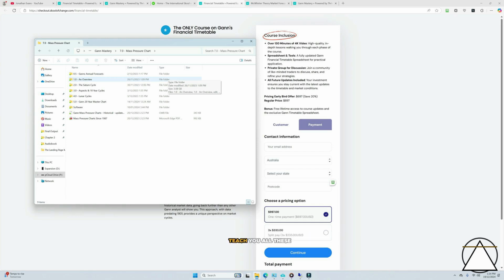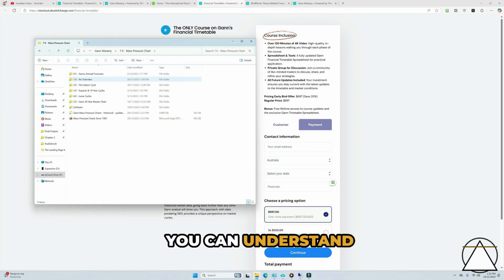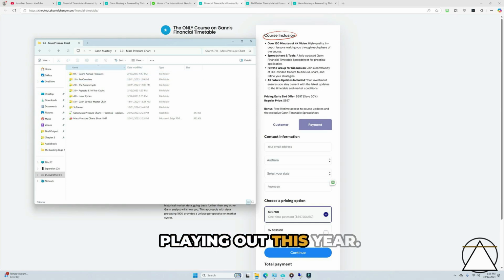I've got to first of all teach you all these cycles, and then we've got to figure out where we are within these cycles. That way, when you go ahead and build your pressure chart, you can understand which cycle is likely to play out and influence the year ahead. Now, when you learn the way to build mass pressure charts and you have the cycles all in play and they're all working, I want you to know that the cycle is never wrong, okay? That's very important, because when you start playing with this early on, you're going to be like, this one isn't really playing out this year. But I also teach you how to do inversions, okay? So the cycle is never wrong, it only inverts.